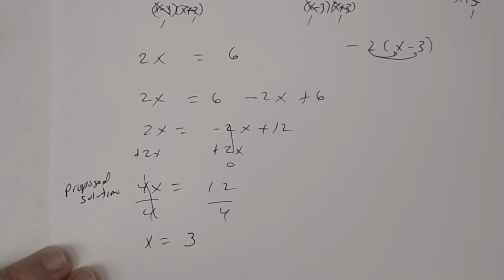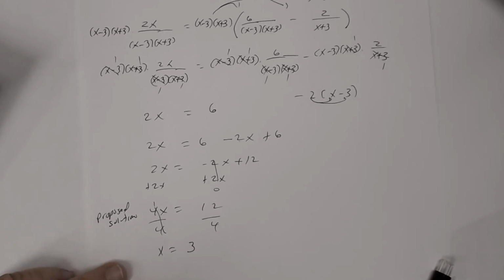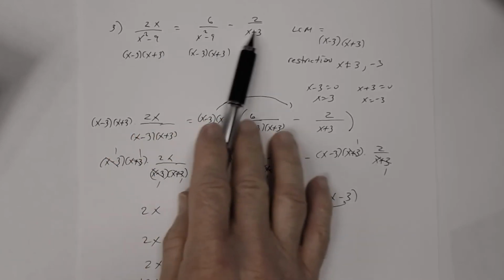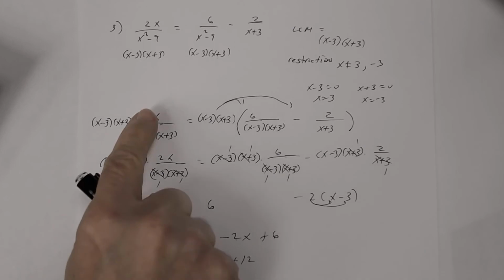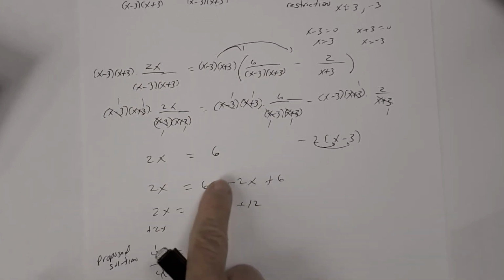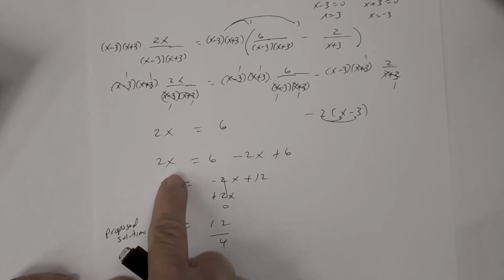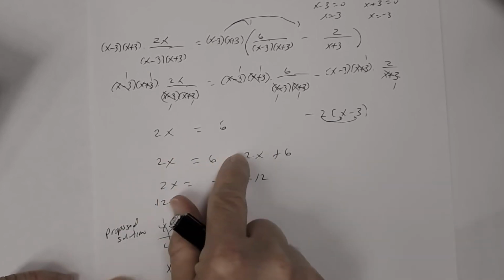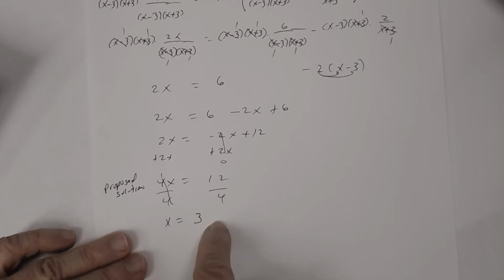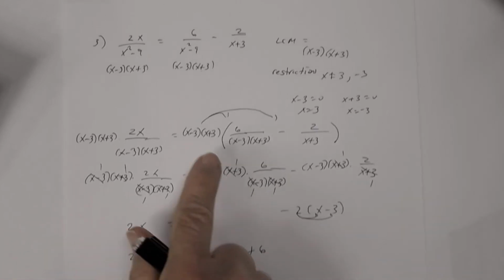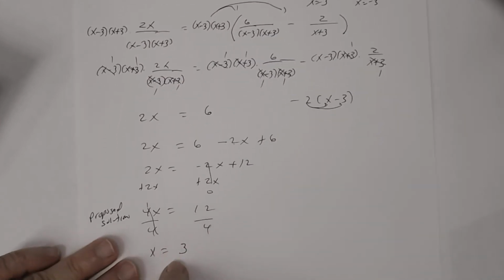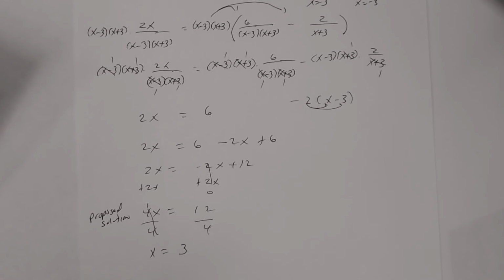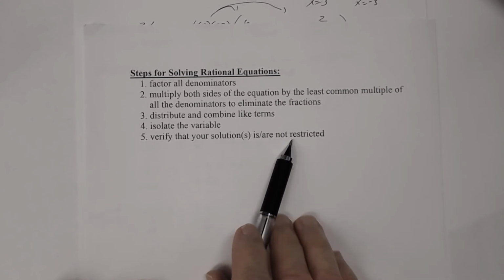But remember what's happening. This is a rational equation. I went through the process of solving this rational equation, and I ended up with a whole different equation that is linear. The solution to this linear equation is this, but that's the linear equation. This was a rational equation. Remember, at the end, you must verify that your solution is not restricted.